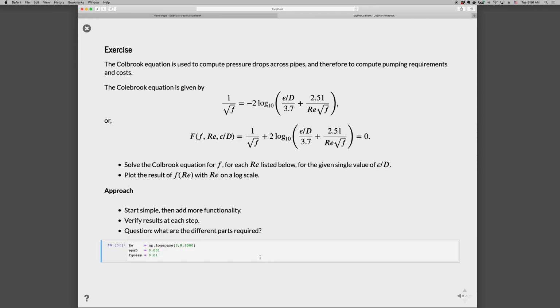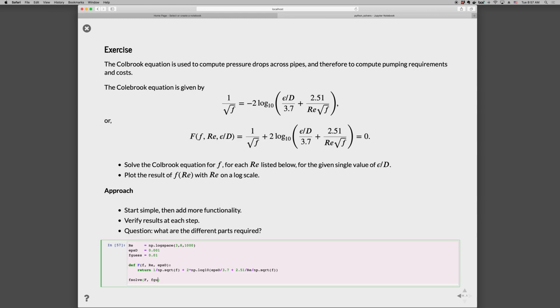So we have a list of Reynolds numbers, an eps d value, and a guess. So first we need the function, def f of f, re, eps d. Then we write the function. So we can just return 1 over square root of f plus 2 times np.log 10 of eps d over 3.7 plus 2.51 over Reynolds number times np.sqrt of f. Okay. And then we can use fsolve, pass it the function, and we need a guess, f guess.